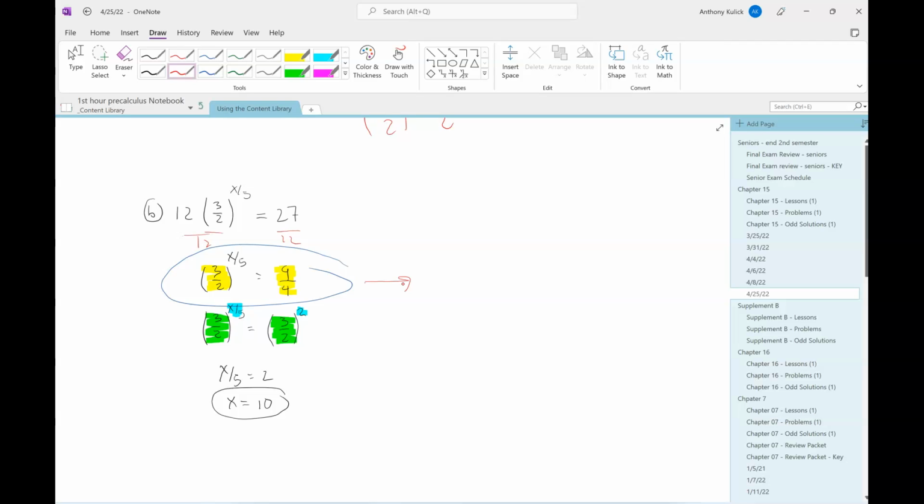Well, the answer is easy. You want the base of your logarithm to match the base of your exponential. What's the base of our exponential in this case? 3 over 2. Everybody see that? So that's the logarithm that I would use on both sides.